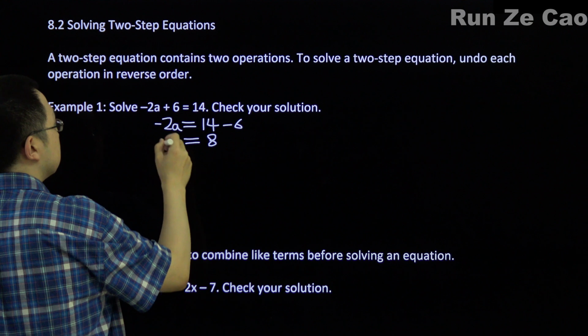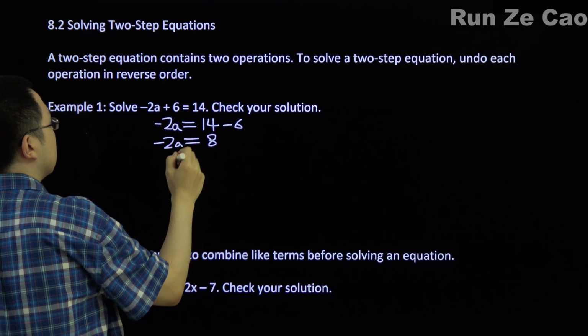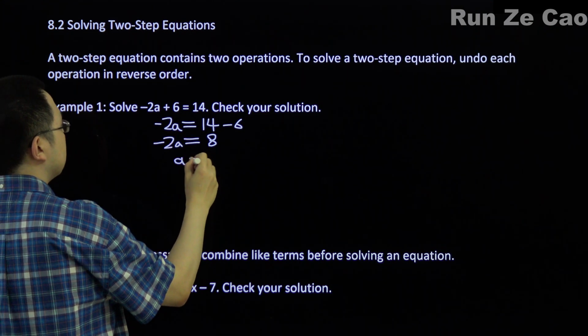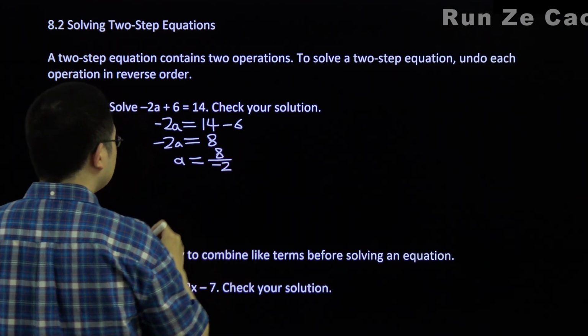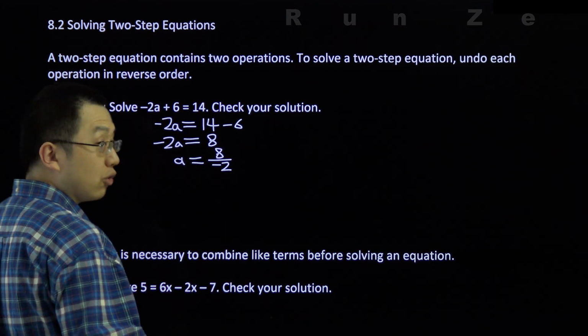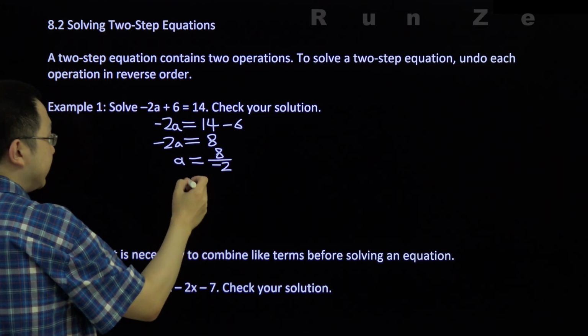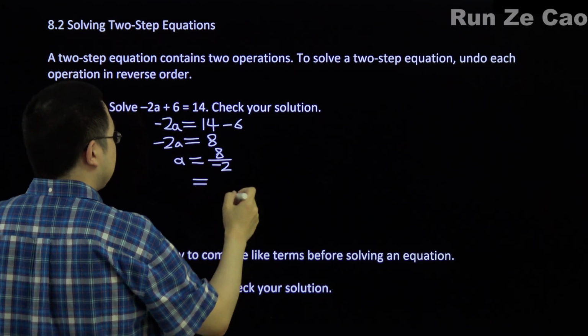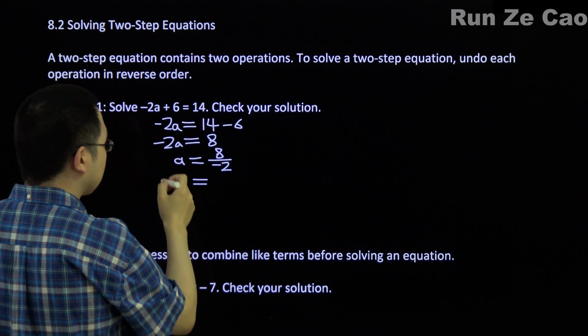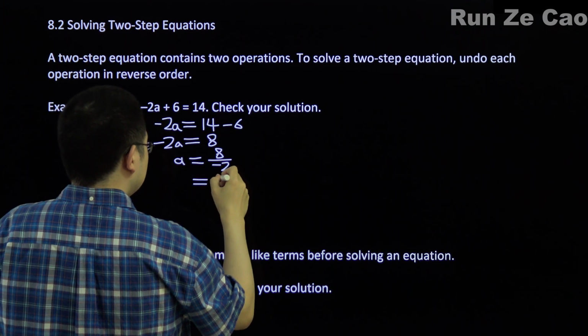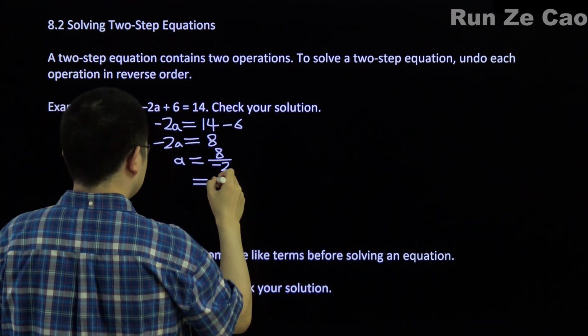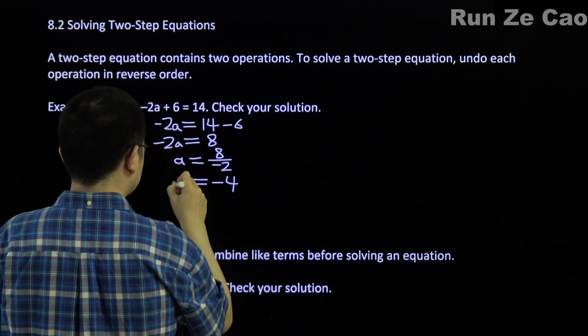That's 8. So that's negative 2a. And now you divide. a is equal to 8 over negative 2. Technically this is dividing both sides by negative 2, but you might as well think of it as moving it over. So that's going to end up being negative 4.